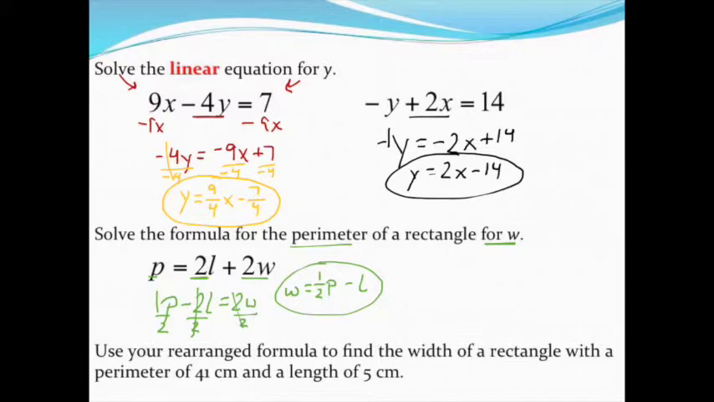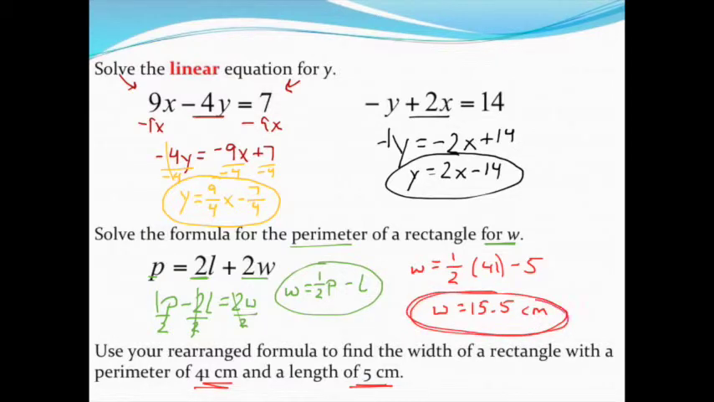And then they've asked me to do one more thing here at the bottom. They say, go ahead and use your formula, find the width of a rectangle that has a perimeter of 41 centimeters and a length of 5 centimeters. So they're just basically saying plug these values in and find a new width. So I'll have w equals 1/2 times the perimeter, which is 1/2 times 41. And then according to my equation, I'm going to subtract 5 from that. When I do the work on that, I end up with a final width of 15.5, and then include a label. It looks like we're in centimeters, so a width of 15.5 centimeters.